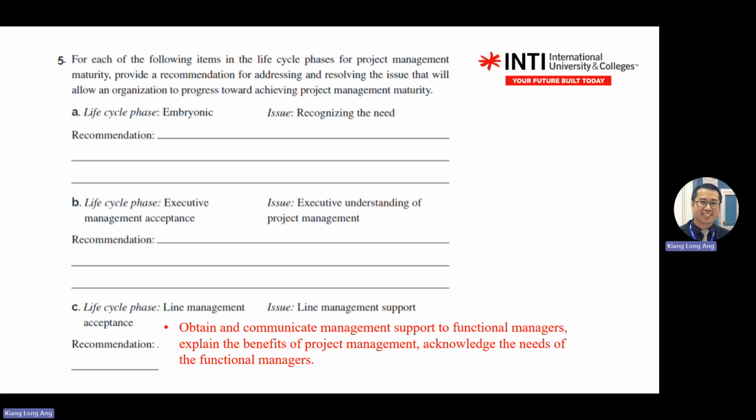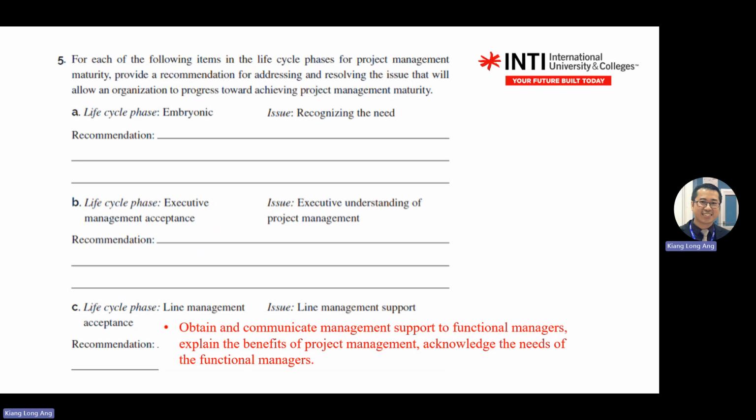Okay, maybe I give, you see this one, right? This is an example for C. C is line management acceptance. The issue is line management support. So the recommendation to solve this issue is to communicate to get the support, right? Communicate management support to the functional manager. Explain the benefit of this project management. Acknowledge the needs of the functional manager.